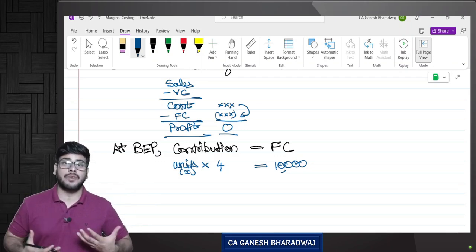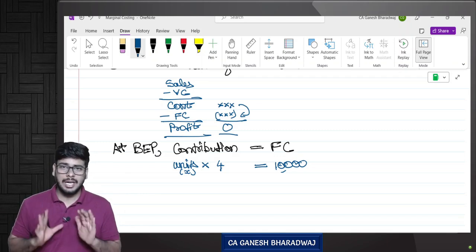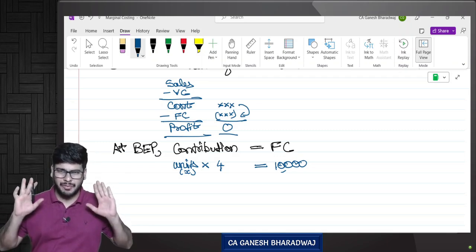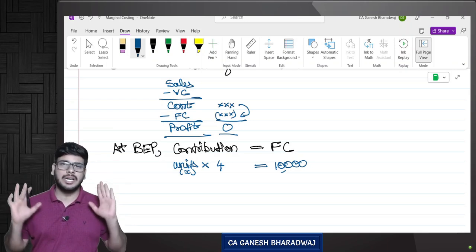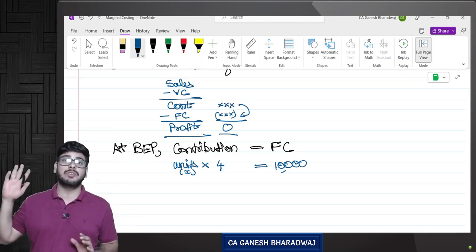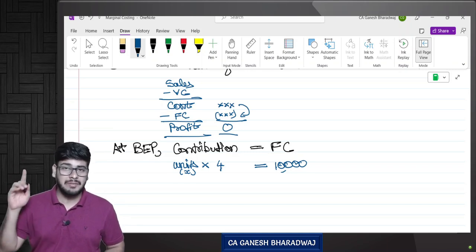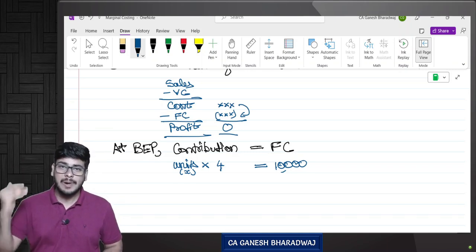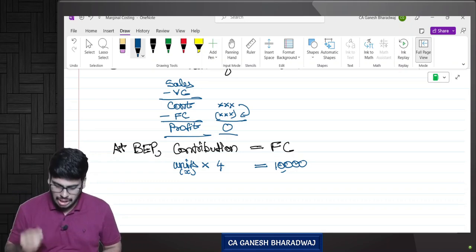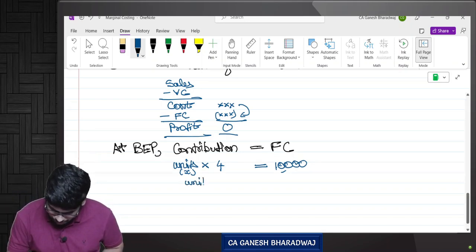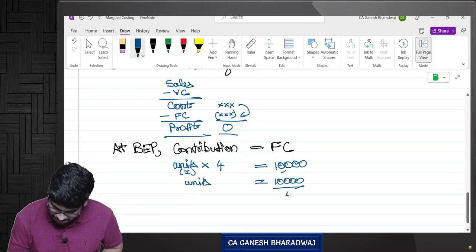So I'm trying to find out how many units I should sell in order to earn a contribution of exactly 10,000 rupees, correct? Only then my profit will be equal to 0. So at the break-even point, when will I be earning an exact profit of 0? When my contribution is equal to fixed cost. So can I say the required number of units is nothing but 10,000 divided by 4, or in other words, the required number of units is nothing but 2,500 units.